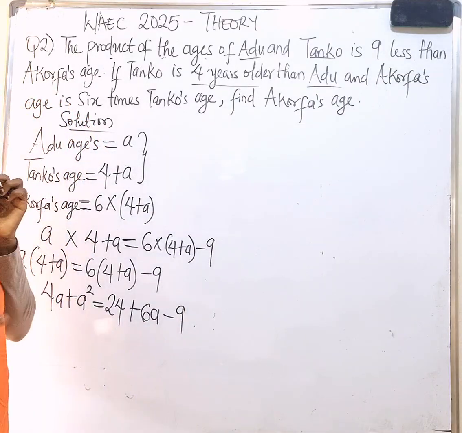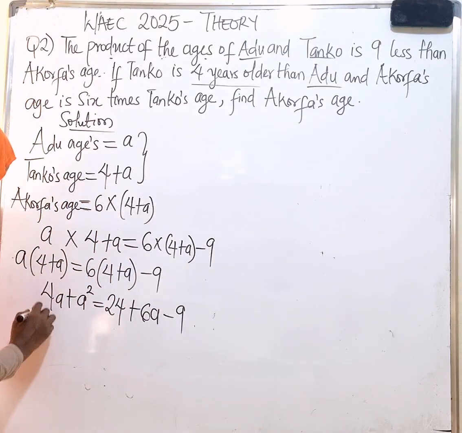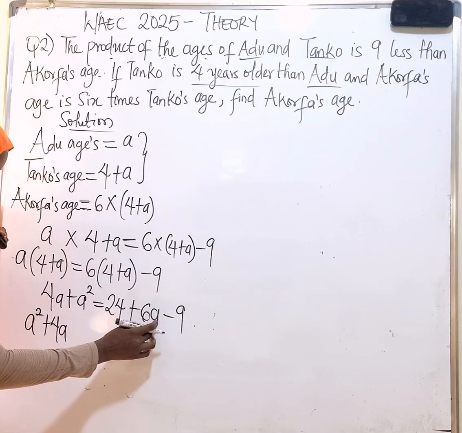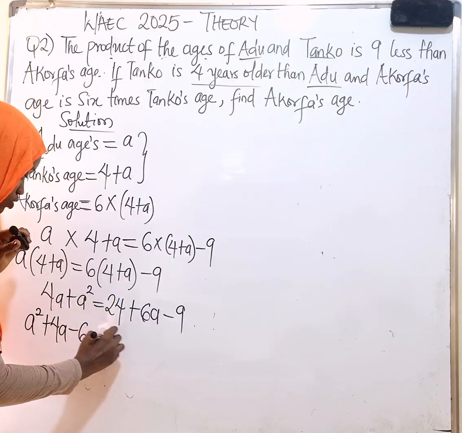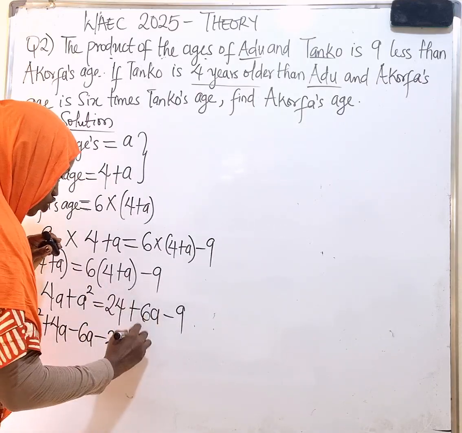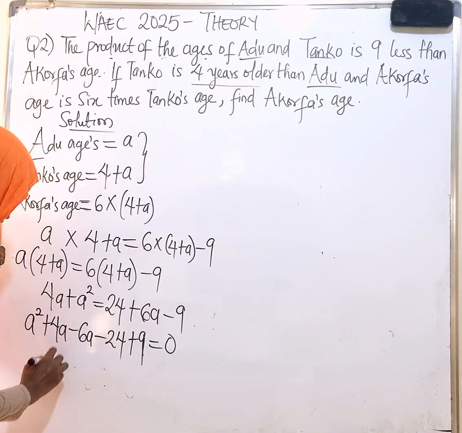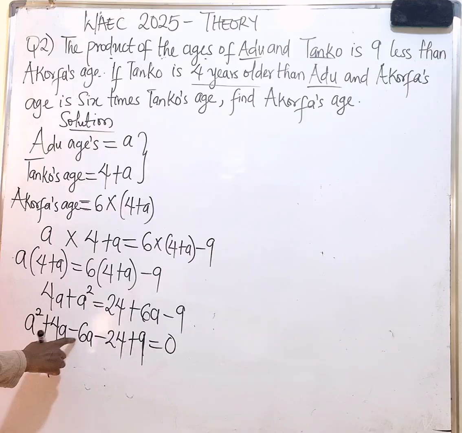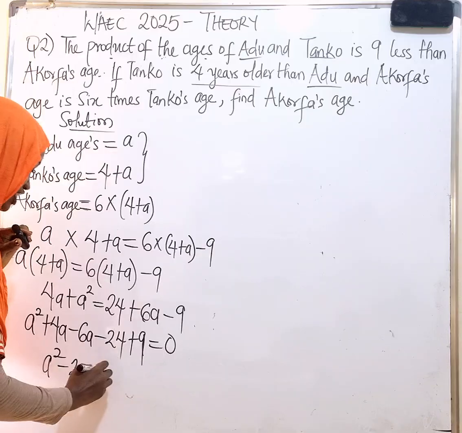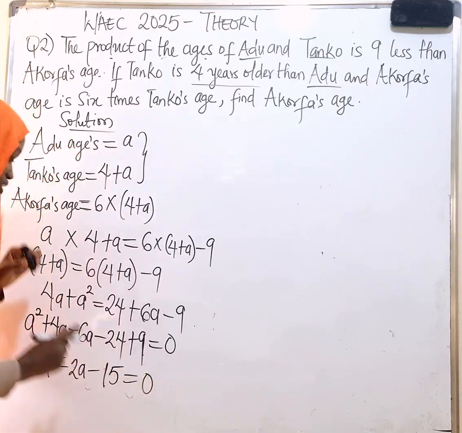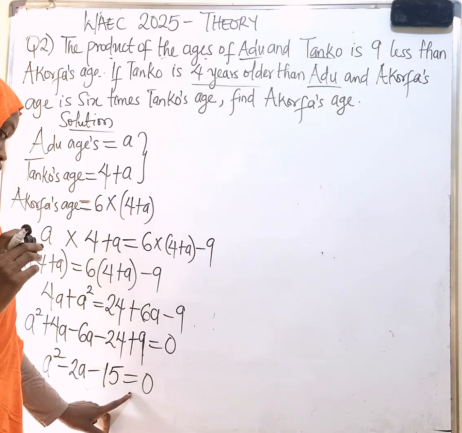Looking at this now, we can rearrange and equate this to 0. This is leading us to a quadratic equation, right? So this becomes A squared plus 4A; plus 6 crosses the equal sign and becomes minus 6A. 24 crosses the equal sign and becomes minus 24. Minus 9 becomes plus 9, equals 0. Simplifying further, we have A squared; 4A minus 6A gives us minus 2A; then minus 24 plus 9 gives minus 15. This is equal to 0. So this is the quadratic equation we have now: A squared minus 2A minus 15 equals 0.